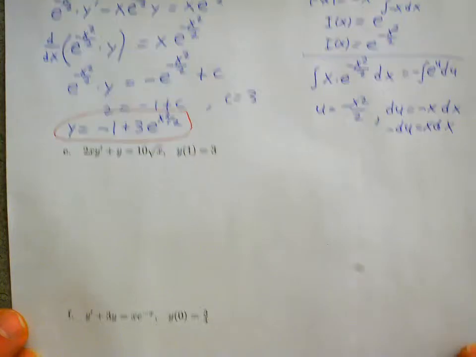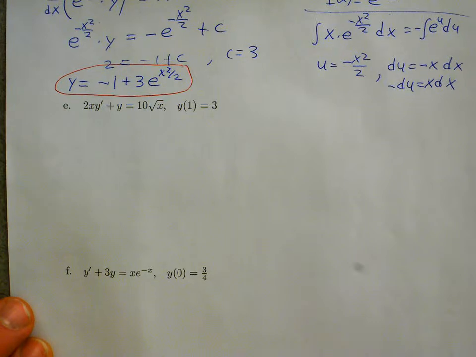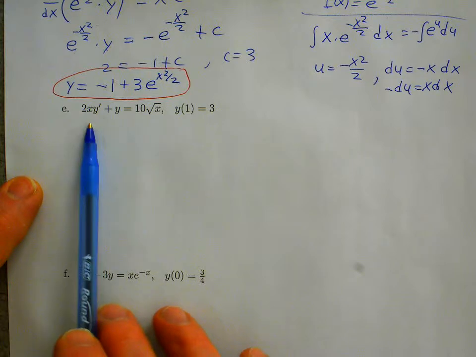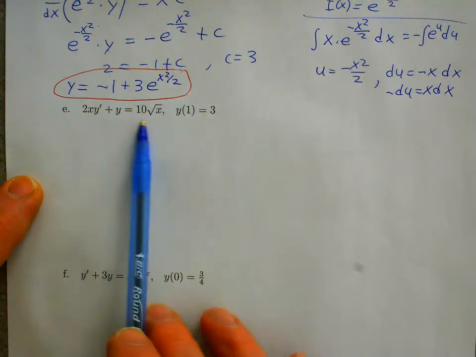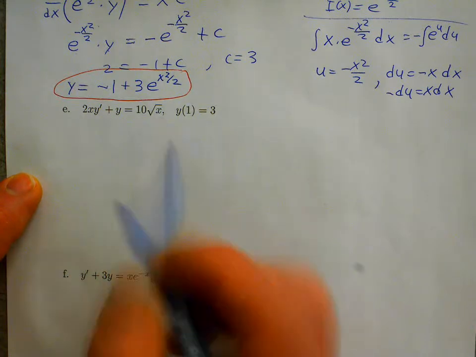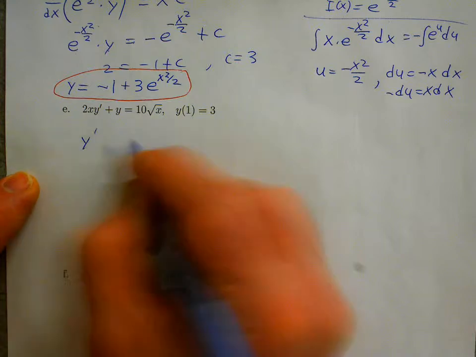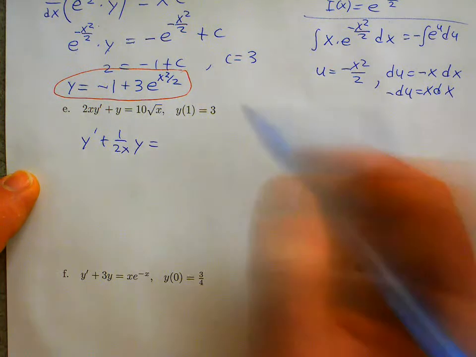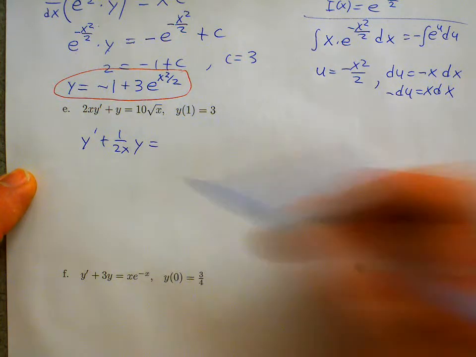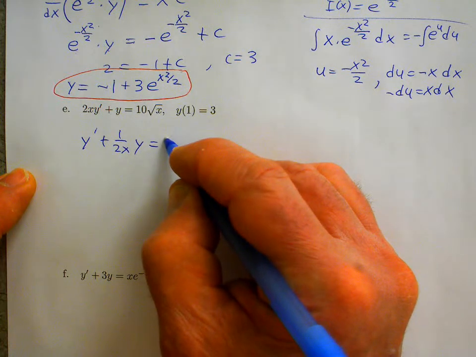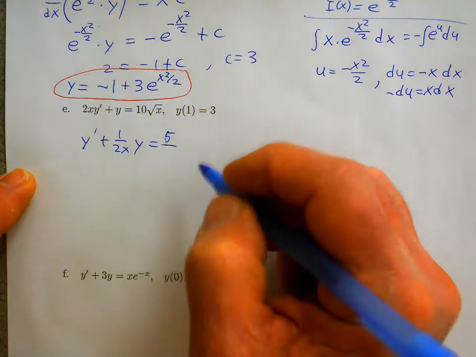Okay, we have less than a minute. This next one, I'll just do the first step. This is a first order linear. So the first thing to do is divide every term on both sides by 2x. So you get y prime plus 1 over 2x y. And then 10 times the square root of x divided by 2x becomes 5 over the square root of x.